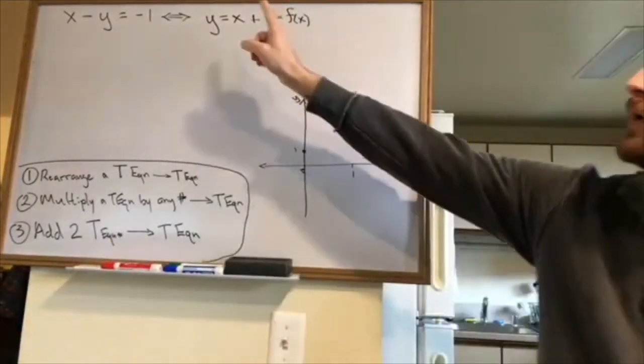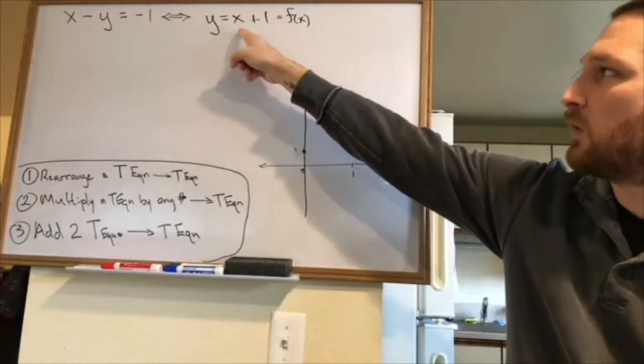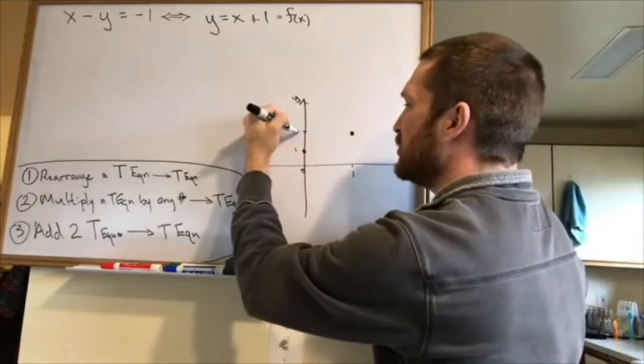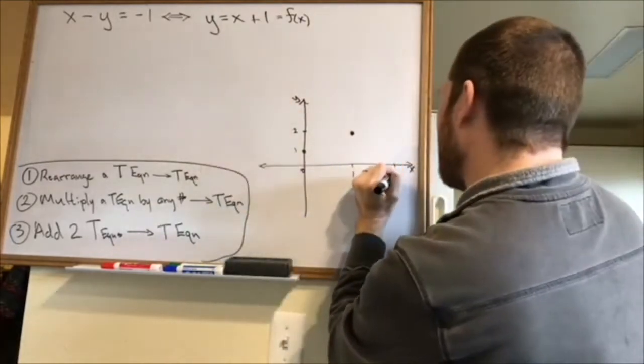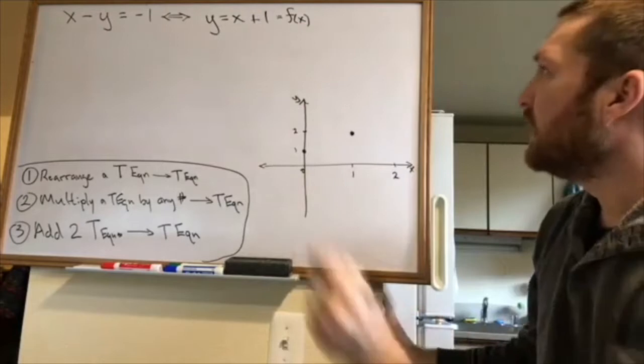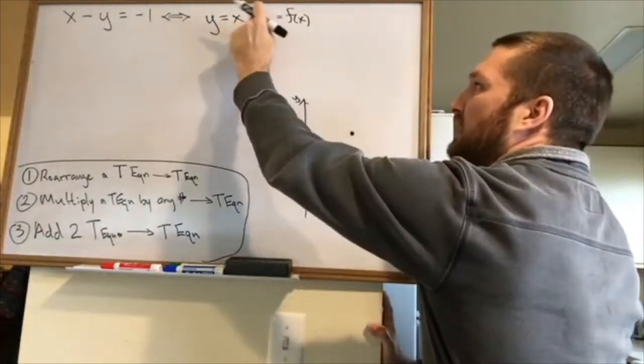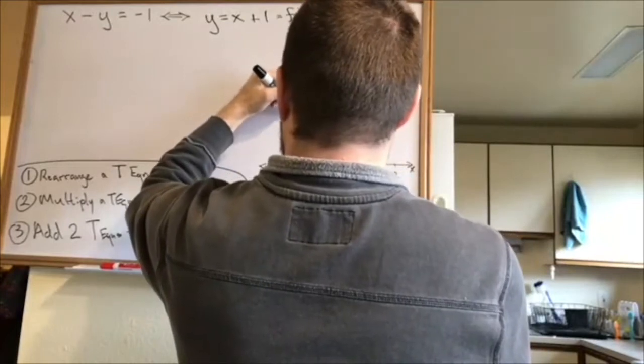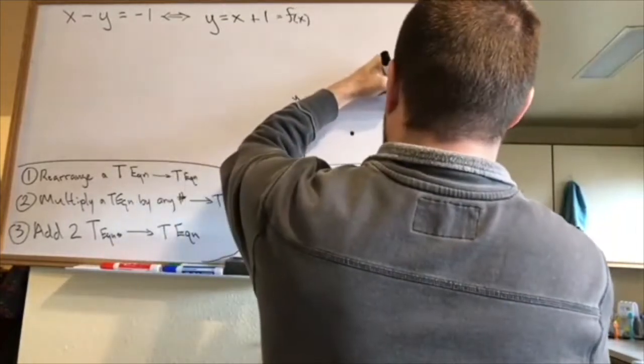Plug in a 1, I get out a 2, right? So when x is 1, 1 plus 1 is 2, so my y value has to be 2. When I plug in a 2, my y value has to be 2 plus 1 is 3. So let me get that right there. There's 3 and there's 3.